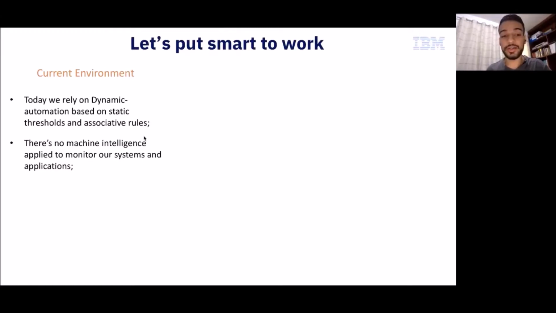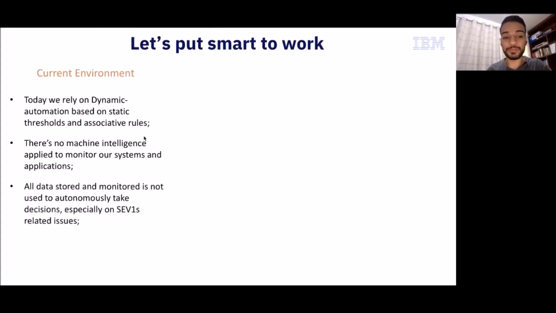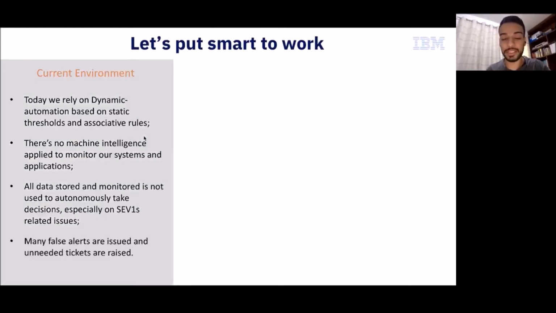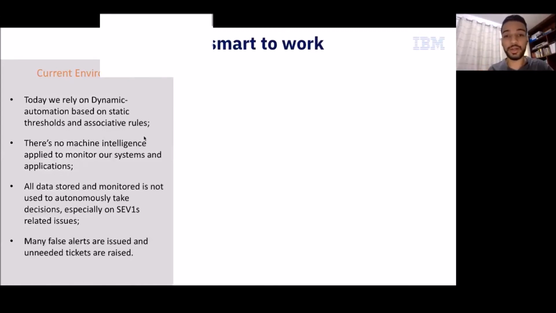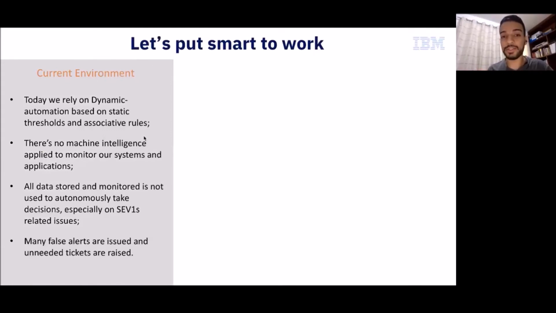And in the current scenario, there's no machine intelligence applied to monitor our systems and applications. All the data stored in monitoring is not used to autonomously make decisions, especially for the SEV1s. And with the current approach, there are so many false alerts raised and unneeded tickets issued on SCCD in infrastructure that we want to reduce this amount. Actually, we want to predict a failure and give a heads up to the technical users and to the ones that own the application prior to raising those tickets, because it takes a lot of time and resources to solve them. That's our main objective for this project.